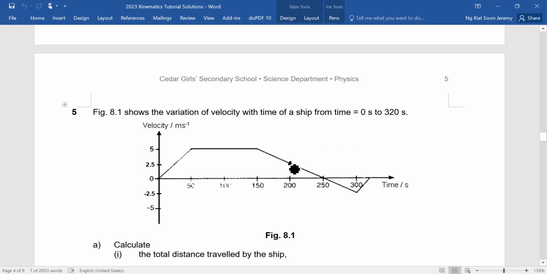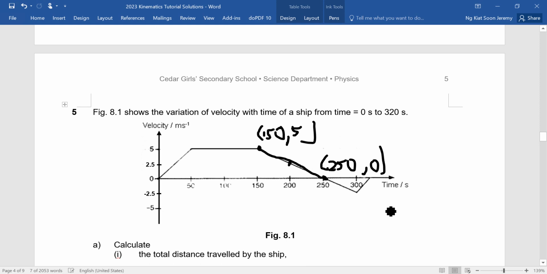If I want a deceleration here, I remind myself that since it's just the magnitude of the acceleration when I'm slowing down, I want to find the gradient at this point. And you'll find that this whole line has the same gradient. So I can just take these 2 points over here, which happen to be 150 and 5, and then here is 250, and the y-axis is 0.